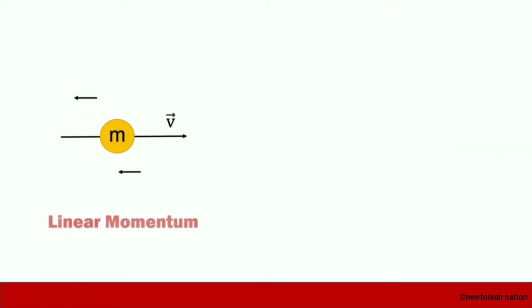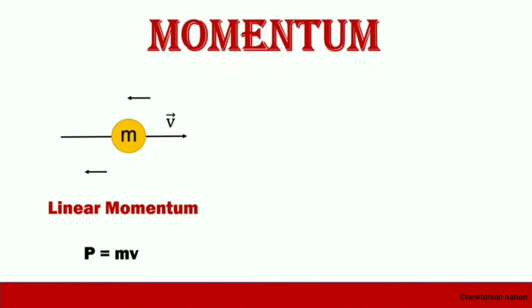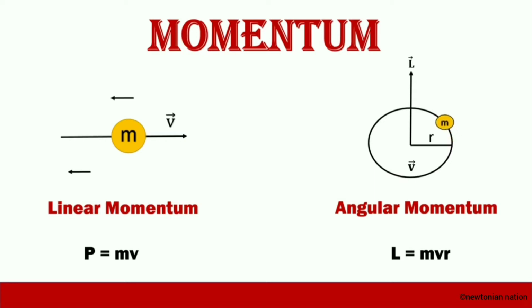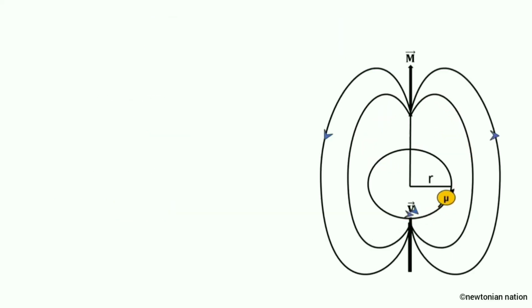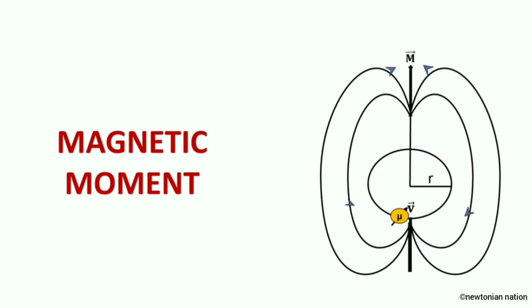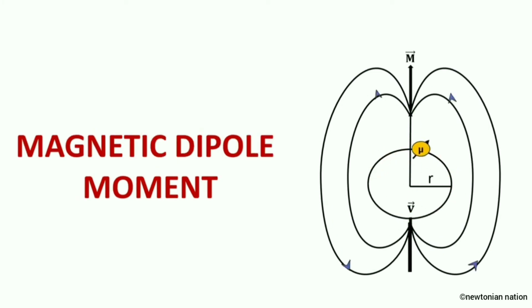Any object moving in a straight line has momentum. P is equal to mv. Momentum is equal to mass into velocity. If that object moves in a circular path, then its momentum is known as angular momentum. L is equal to mvr. Angular momentum is equal to the product of mass, velocity and radius of the circular path. But a charged particle moving in a circular path has a magnetic moment, specifically called the magnetic dipole moment.